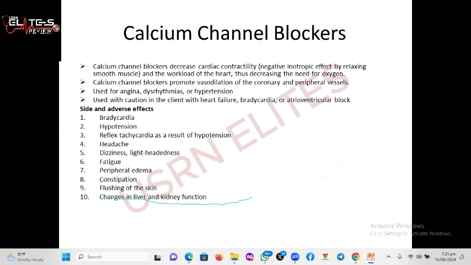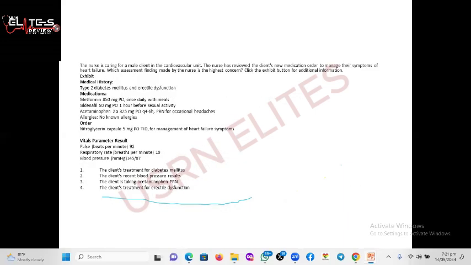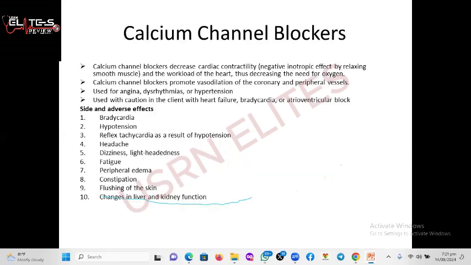Calcium channel blockers will be my last class of medication. I will talk about it, then I will drop it here. So let's do the calcium channel blockers. And then among the calcium channel blockers, we have the nifedipines.